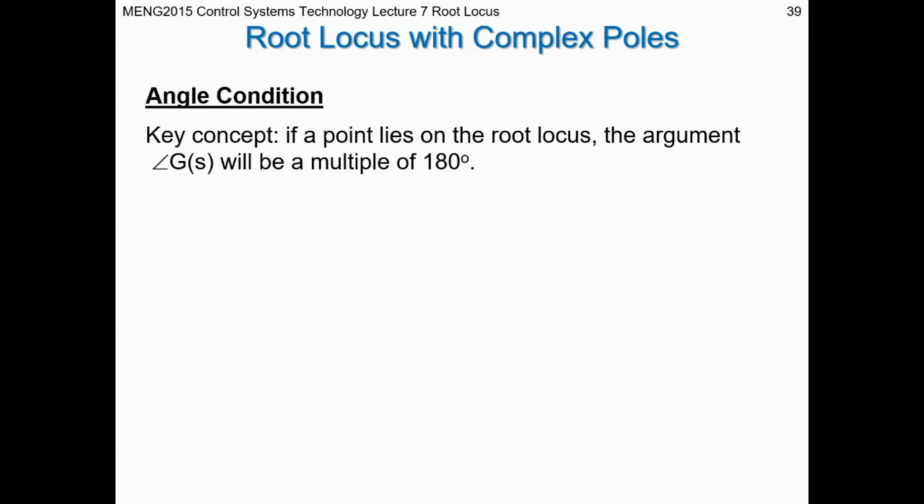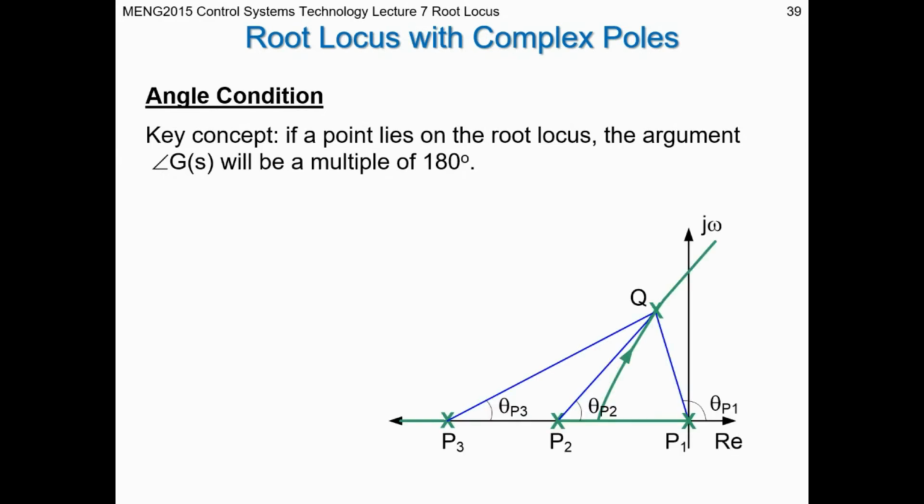If a point lies on the root locus, the argument of that point will be a multiple of 180 degrees. So any point, any closed loop root that lies on the locus, if you take the argument of that particular closed loop root, then you'll find it has to have a multiple of 180 degrees.